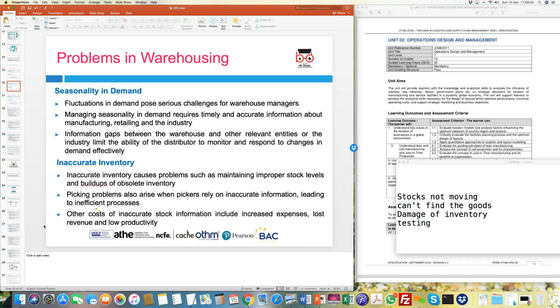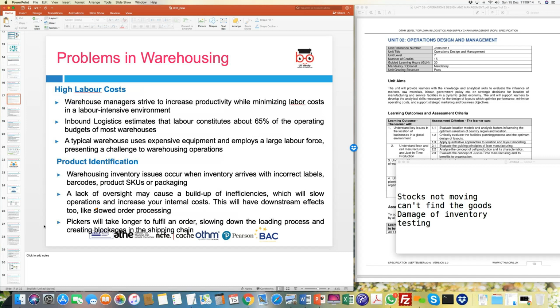Inaccurate inventory would mean, again, obsolete inventory, inventory buildups. It could be you ordered something but something else has arrived, which is inaccurate. Labor costs, easy to explain.